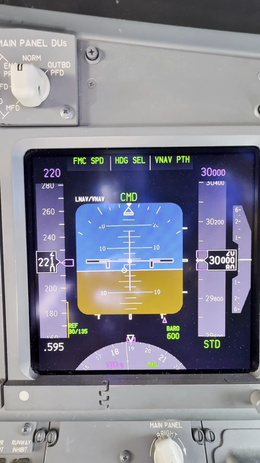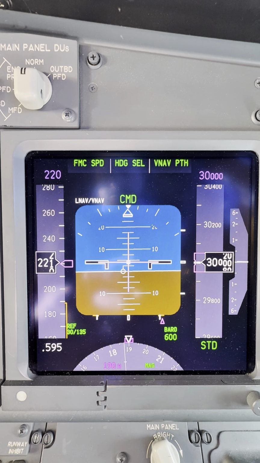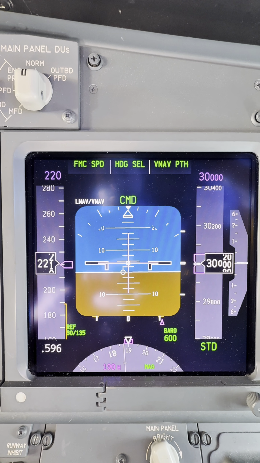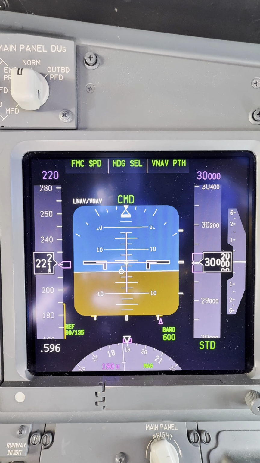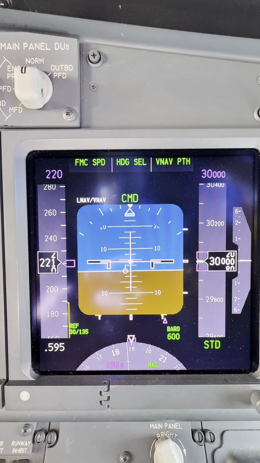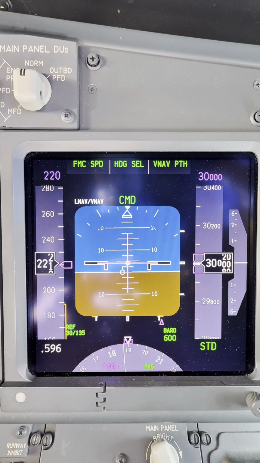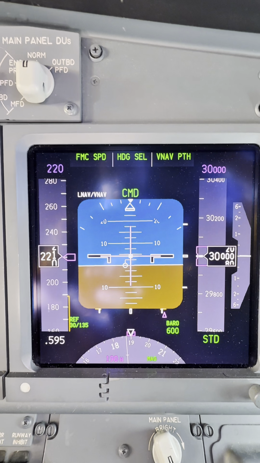And our VMO, MMO is now well above that 280 knot region that I was pointing to on the PFD. Now, would we decelerate all the way to 189 knots? Well, the answer is no, and the reason for that is because you want to have some margin above your minimum manoeuvre speed, which is the top of that amber band on the speed tape there.